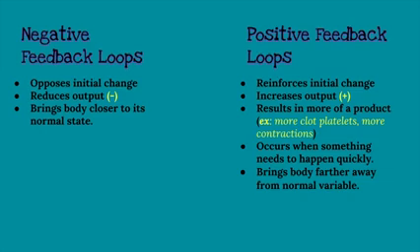However, there are 2 types of ways the body can do this. The body can do this by decreasing the change in variable, which is the negative feedback loop, or by increasing the change in variable, which is the positive feedback loop. So both the positive and the negative feedback loops respond to change differently, but still will result in the body being brought back to its normal state.